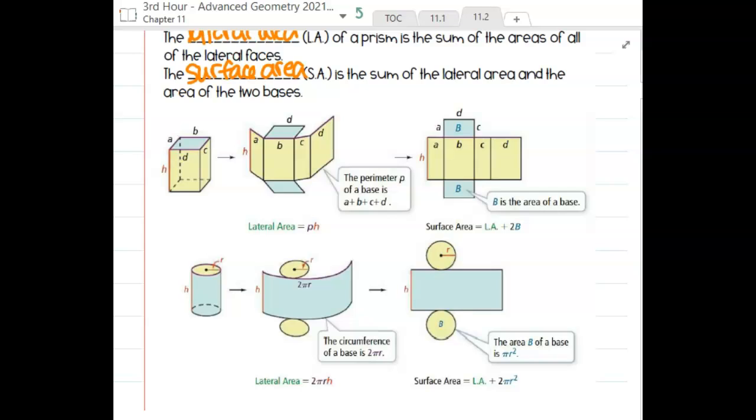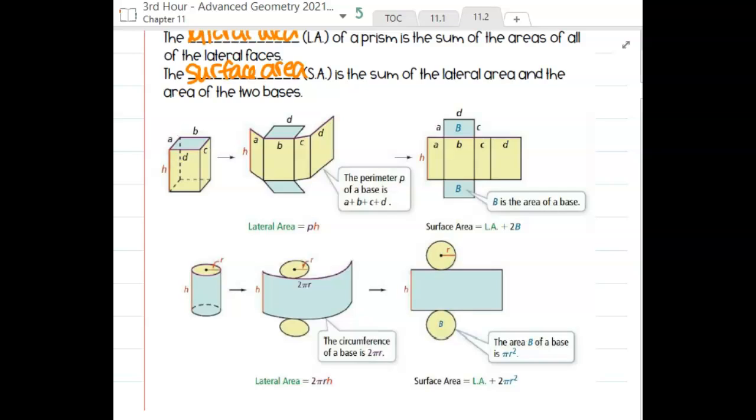Now, the lateral area part. Anytime you take a prism and unfold it, we have the bases. If you unfold it like this, the bases are the top and the bottom. That lateral area is always going to unfold into a rectangle. It will always unfold into a rectangle. Because think about it. If you cut this side here that's marked with an H, that side's a straight line, right? And then you unfold it.